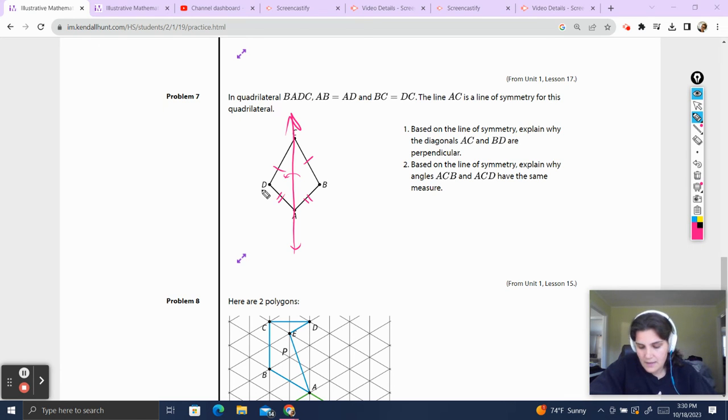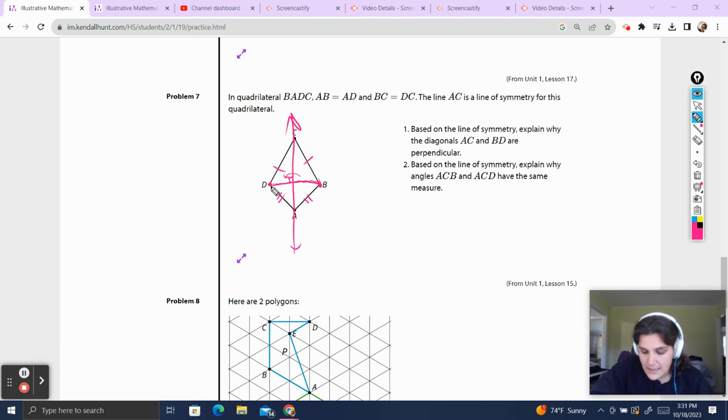1. Based on the line of symmetry, explain why the diagonals AC and BD are perpendicular. Well, AC is this diagonal, and DB is going to be this diagonal. We know the line of symmetry can serve as a line of reflection, and B gets reflected onto D. The line of reflection is always perpendicular to the line that connects the two reflected points. So the diagonals create a perpendicular bisector, because this is the line of symmetry, and it is going to create that 90-degree angle because we're dealing with reflections.